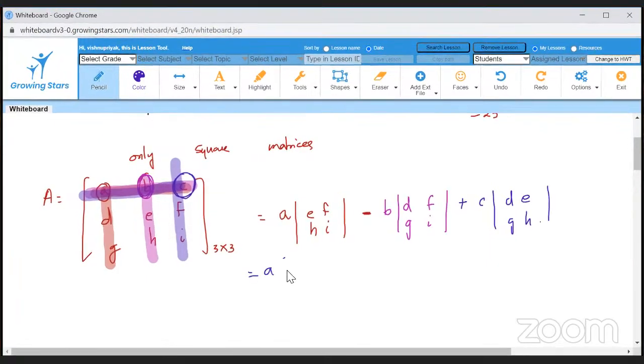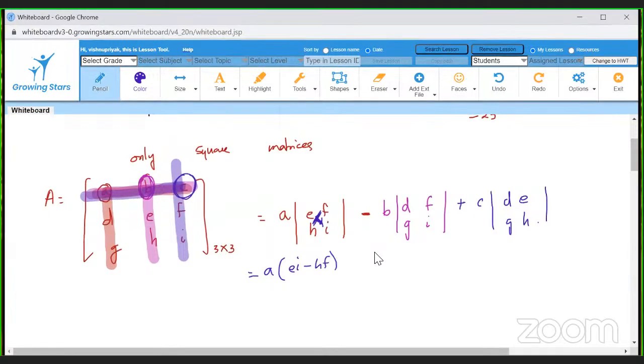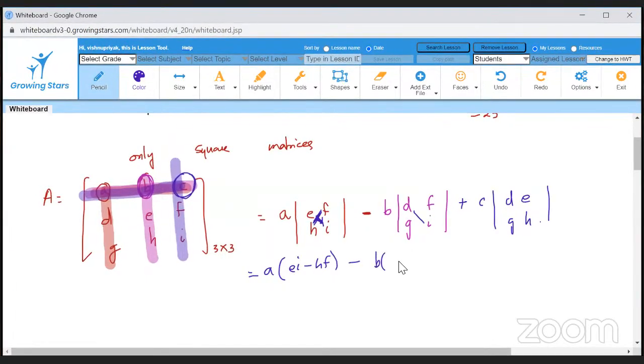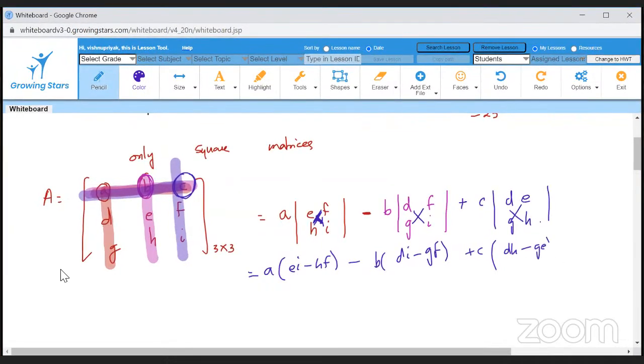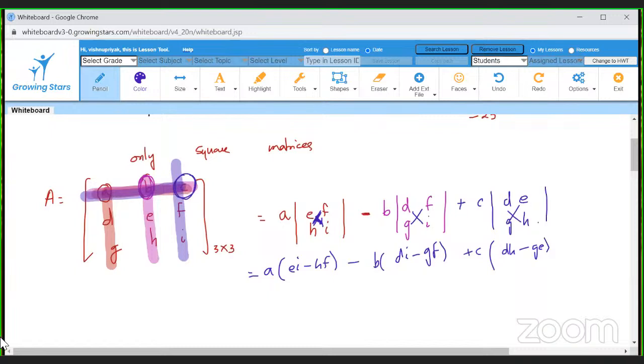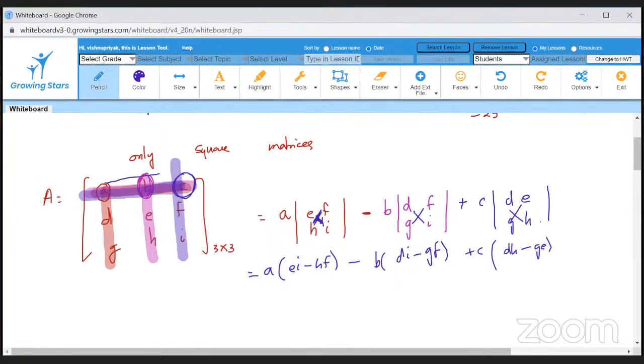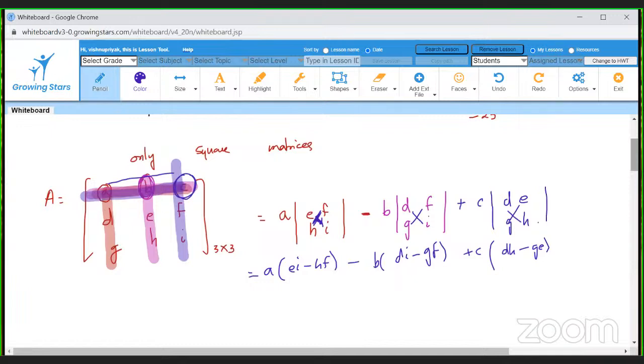After that, A into EI minus HF, minus B into DI minus GF, plus C into DH minus GE. This is how you will find the determinant of a 3 by 3 matrix. It is not necessary that you have to take only the first row. You can take the first column also.